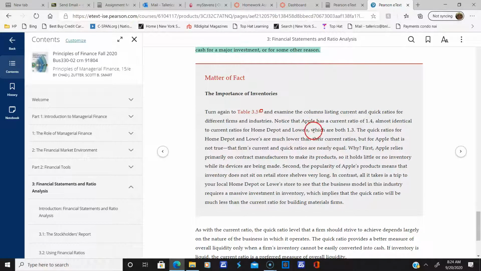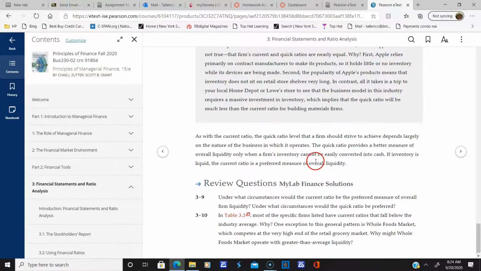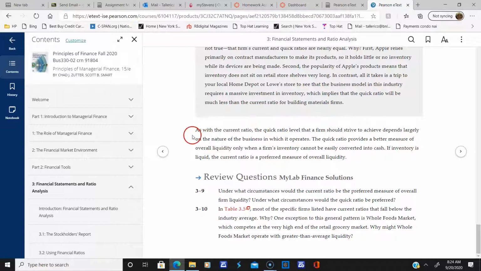So again, there's a blurb here about how important inventories are and how they differ for different industries. Okay, and everyone has different methods of types of inventory. Apple's products are very popular, so they don't have much inventory. And as with the current ratio, the quick ratio level that a firm should strive to achieve depends largely on the nature of the business in which it operates. The quick ratio provides a better measure of overall liquidity only when a firm's inventory cannot be easily converted into cash.